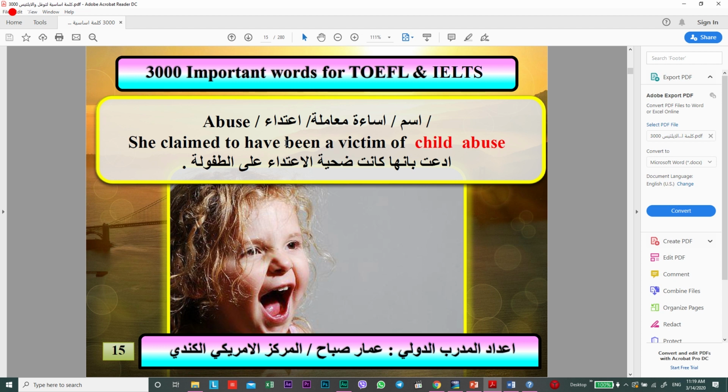She claimed to have been a victim of child abuse. Not abuse with z, but abuse with s. Child abuse, mistreatment of a child. Or we can say woman abuse, mistreatment of women, which is very popular nowadays. Clear? The child abuse, the woman abuse. Let's read together.